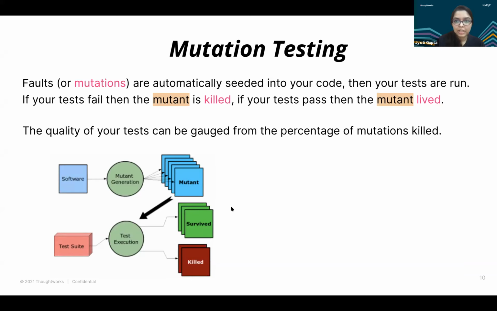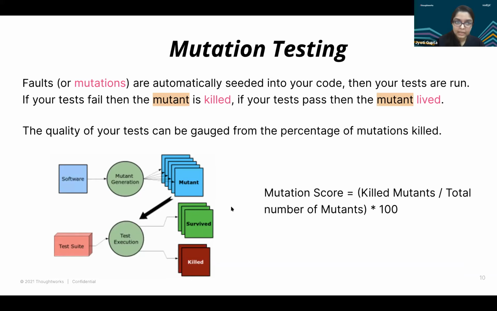You can measure your mutation score as well. The quality of your test can be gauged from the percentage of mutants being killed. The formula is available: the killed mutant count out of the total number of mutants you have created, multiplied by 100.